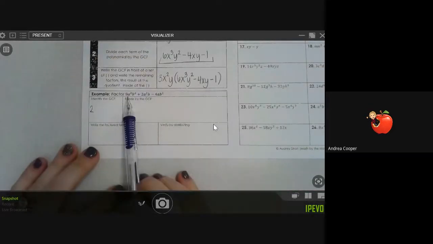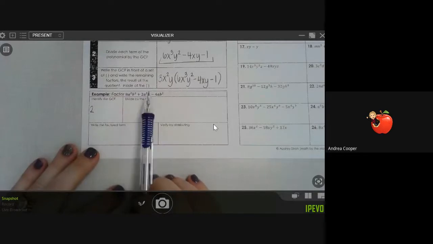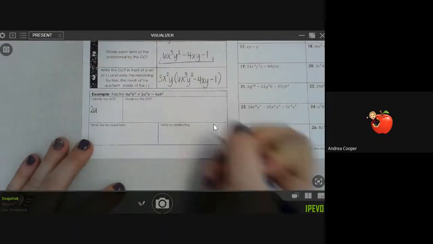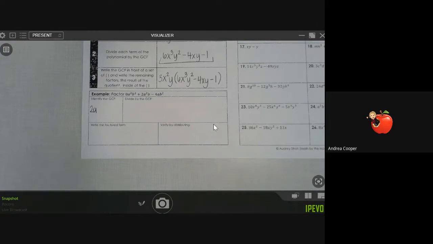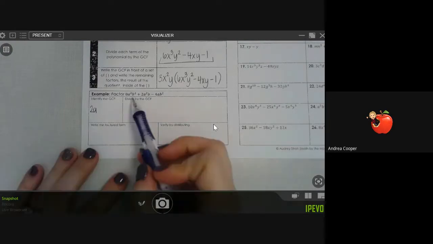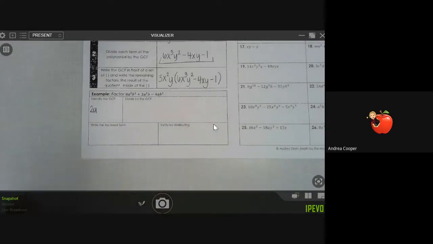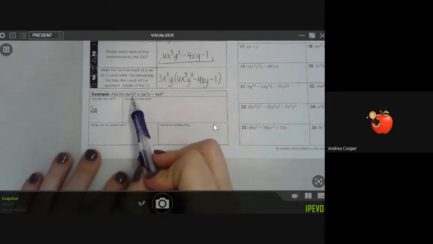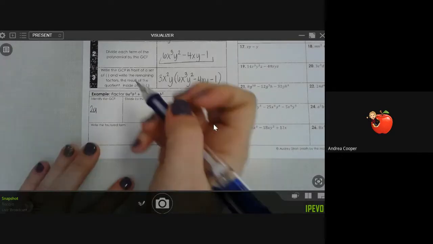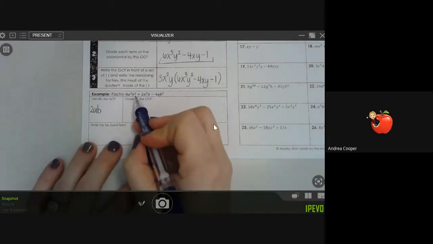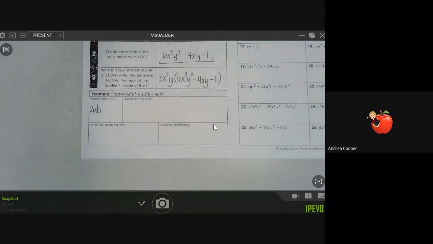Now, first term has an A, second term has an A, third term has an A. So it means I can pull some A's out. Now you have to figure out how many you can pull out. You have to find the smallest exponent attached. 2, 2, 1. So the smallest one is just 1, so I leave it as A. B, B, B. So I can pull a B out. They all have them in there. 2, 1, 2. Remember the smallest one only, so it has to just be 2AB.